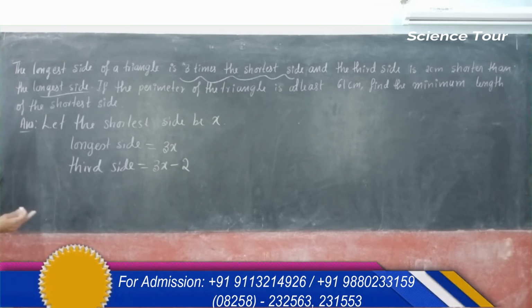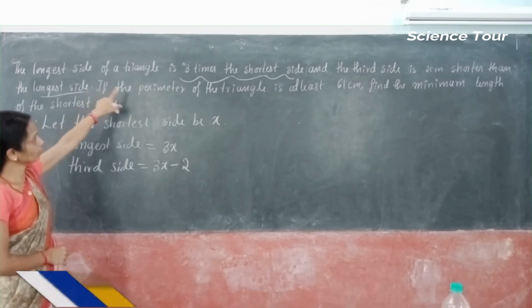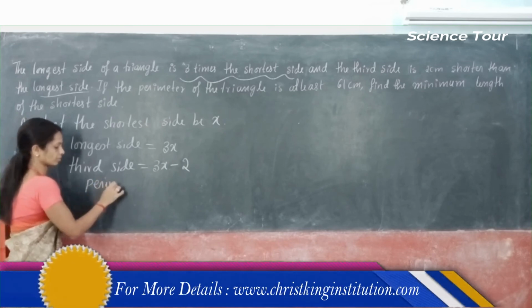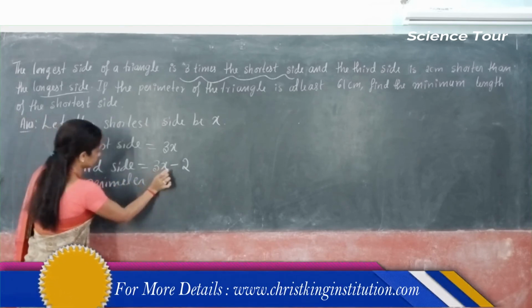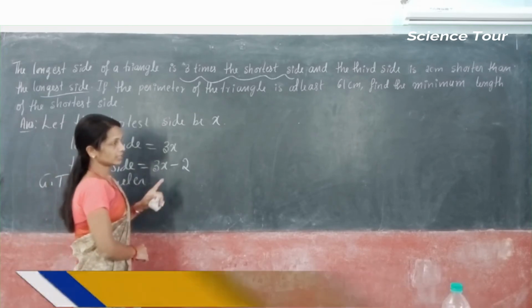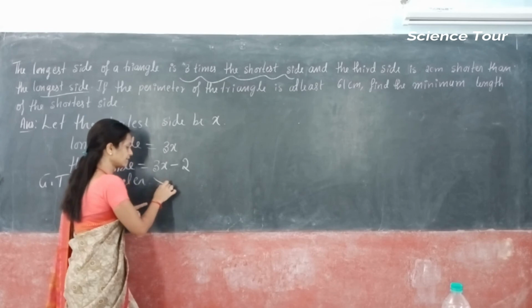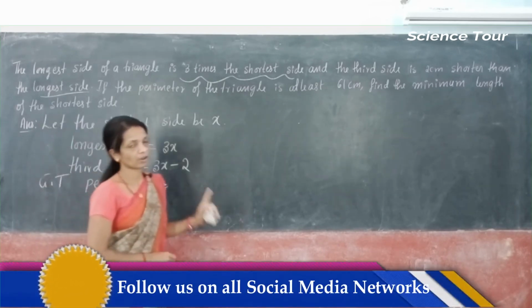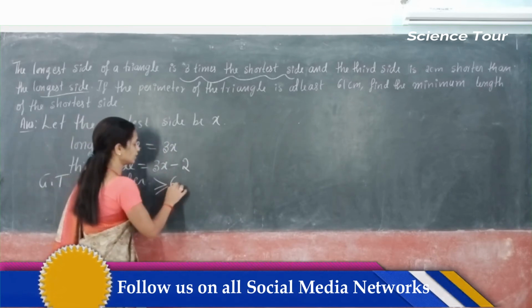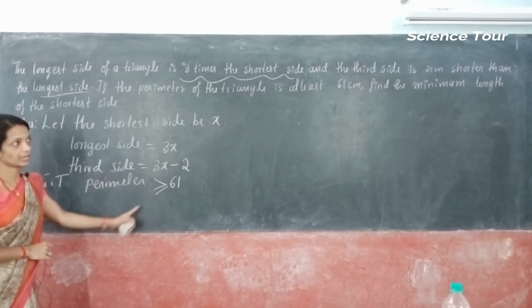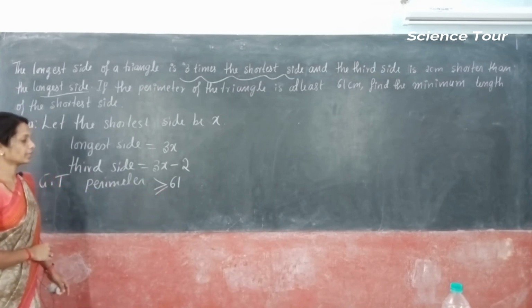And how to form the inequality? To form an inequality you have to read the next one: the perimeter of the triangle is at least 61 centimeter. For at least, which symbol do you have to use? You have to use greater than or equal to. At least 61 means the perimeter should be greater than or equal to 61.